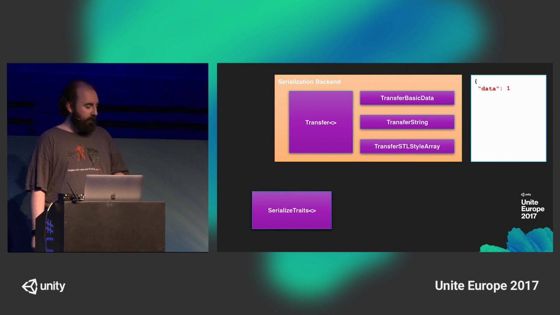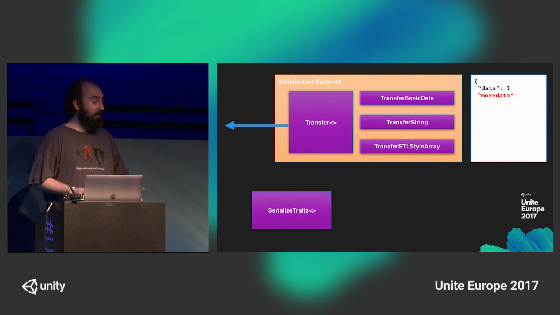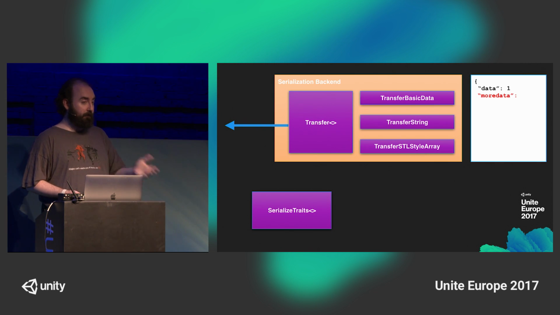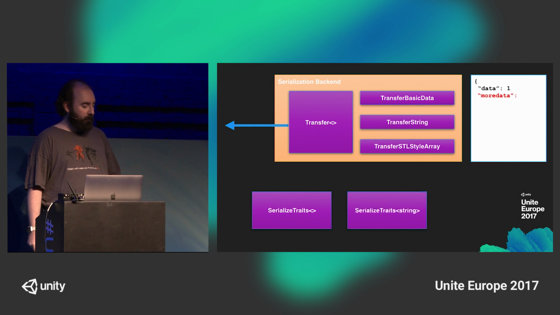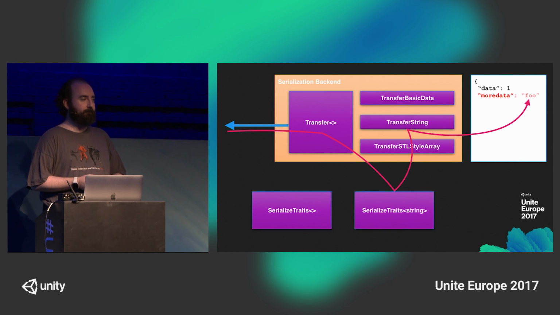So next, we would look at another one. So now we have more data. And this one is going to be a string. So once again, transfer is going to pull out a particular serialized traits instance after moving the name through. So it pulls out serialized traits for string, which again is specialized to handle things in this way. Transfer calls serialized traits, calls transfer string, writes the value out. Okay? So far, so simple.